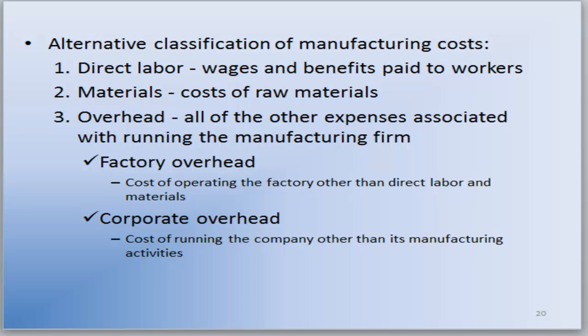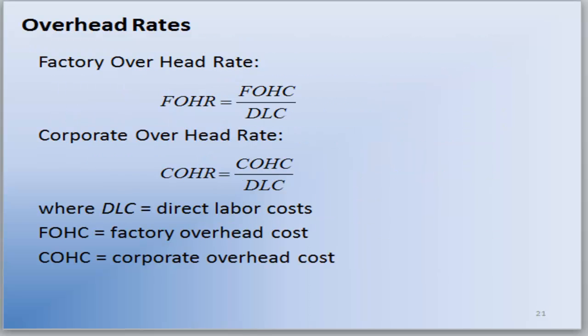Corporate overhead is the cost not related to the company's manufacturing activity, such as corporate engineering, research and development, insurance. Those are typical corporate overhead expenses. Power for machinery, payroll service, shipping and receiving are examples of factory overhead expense.